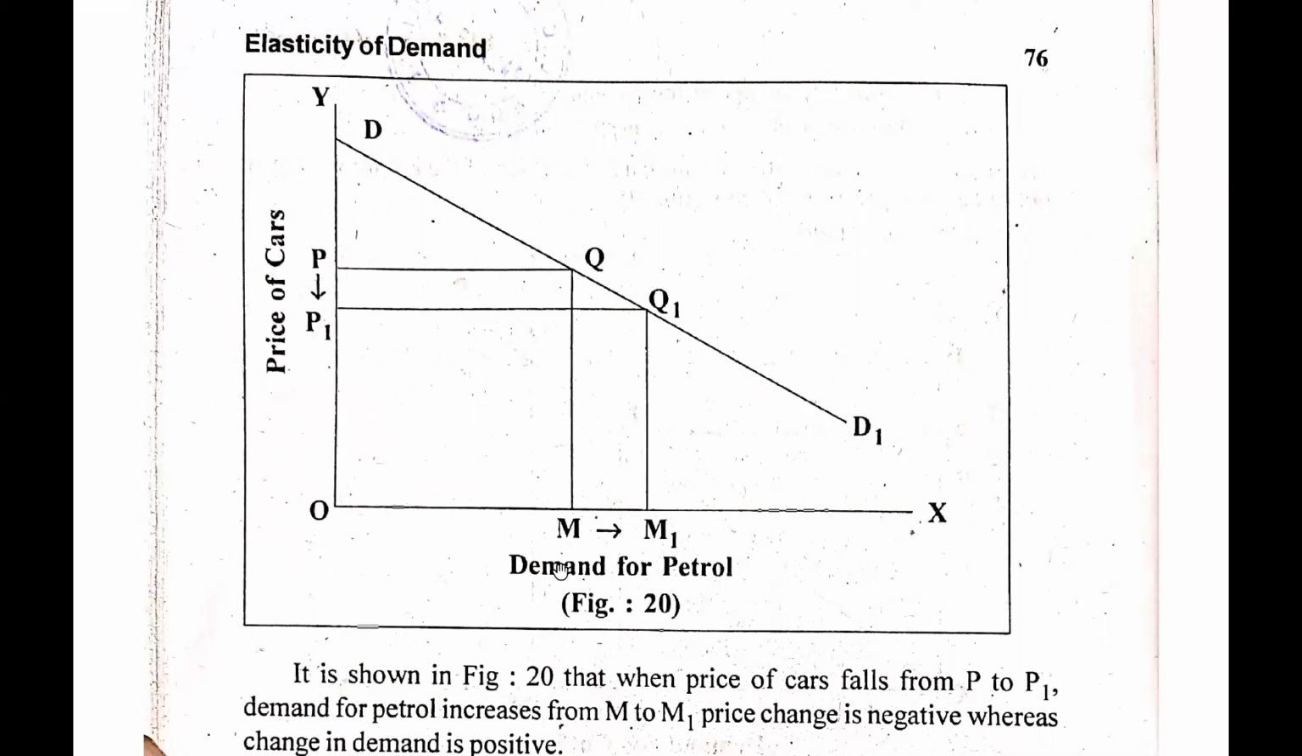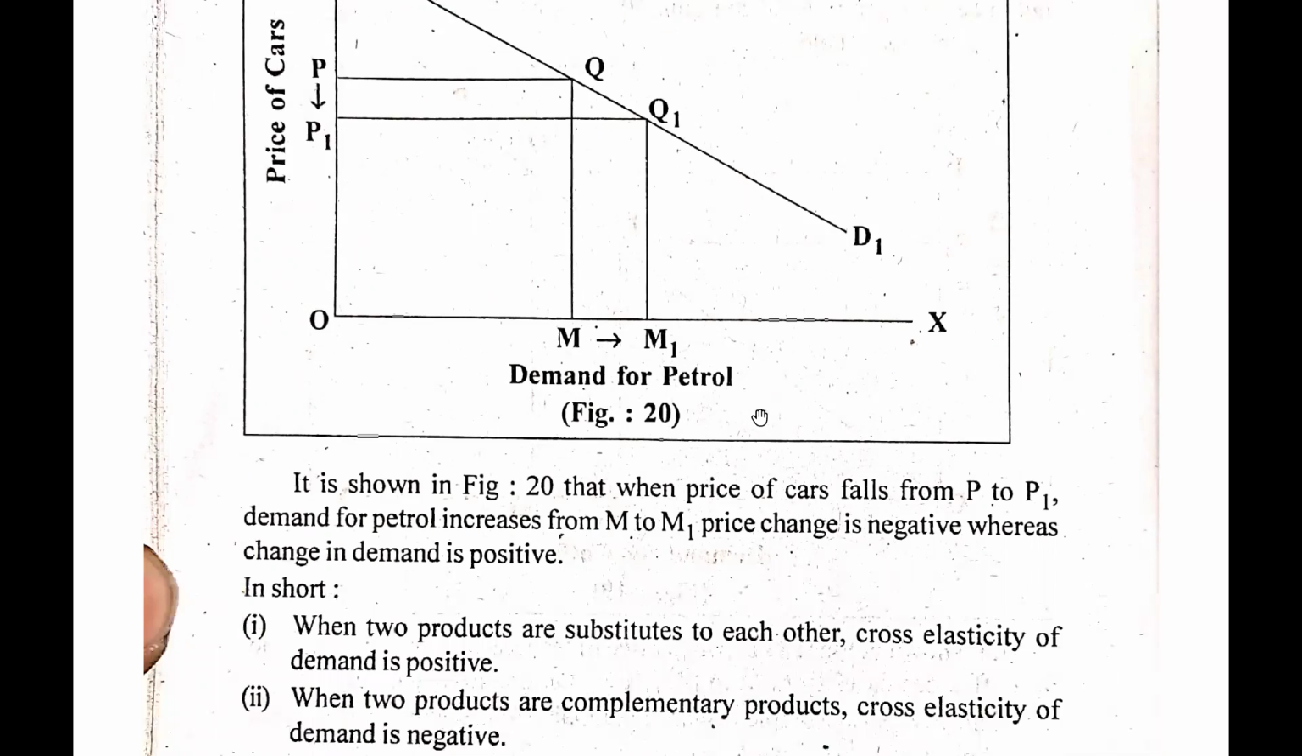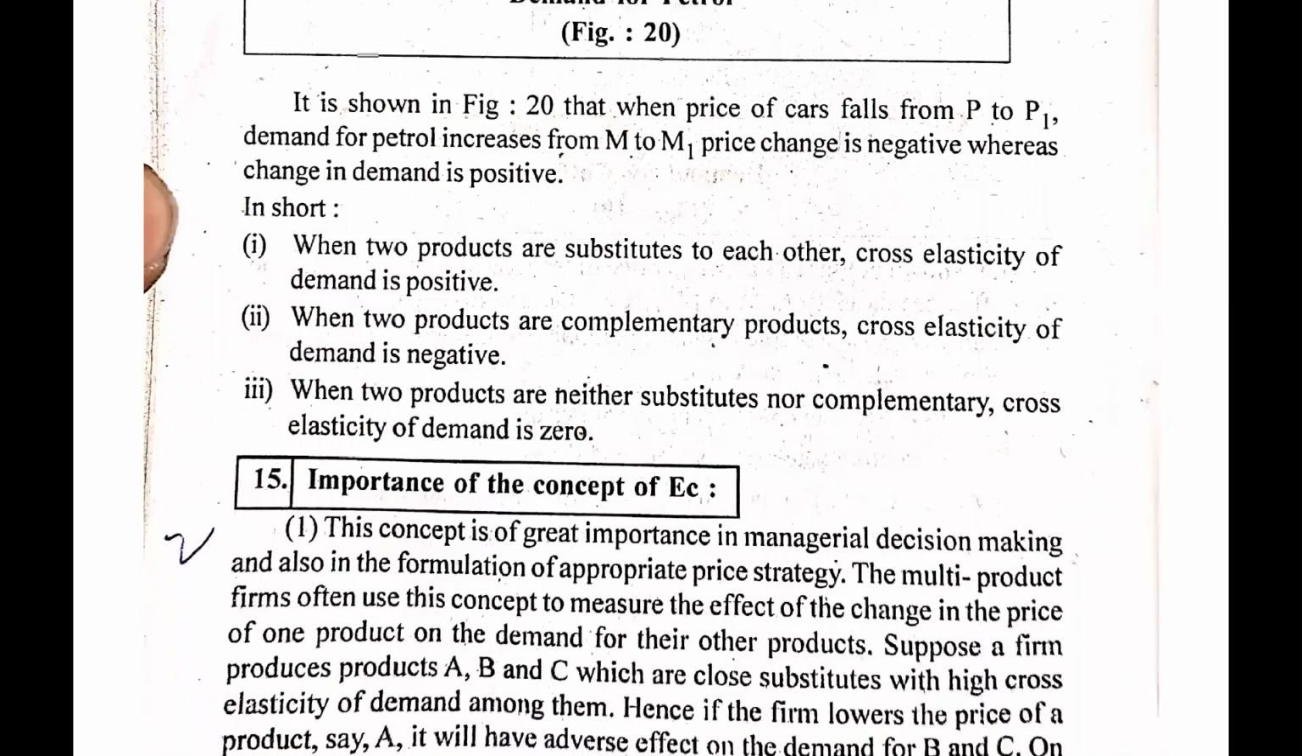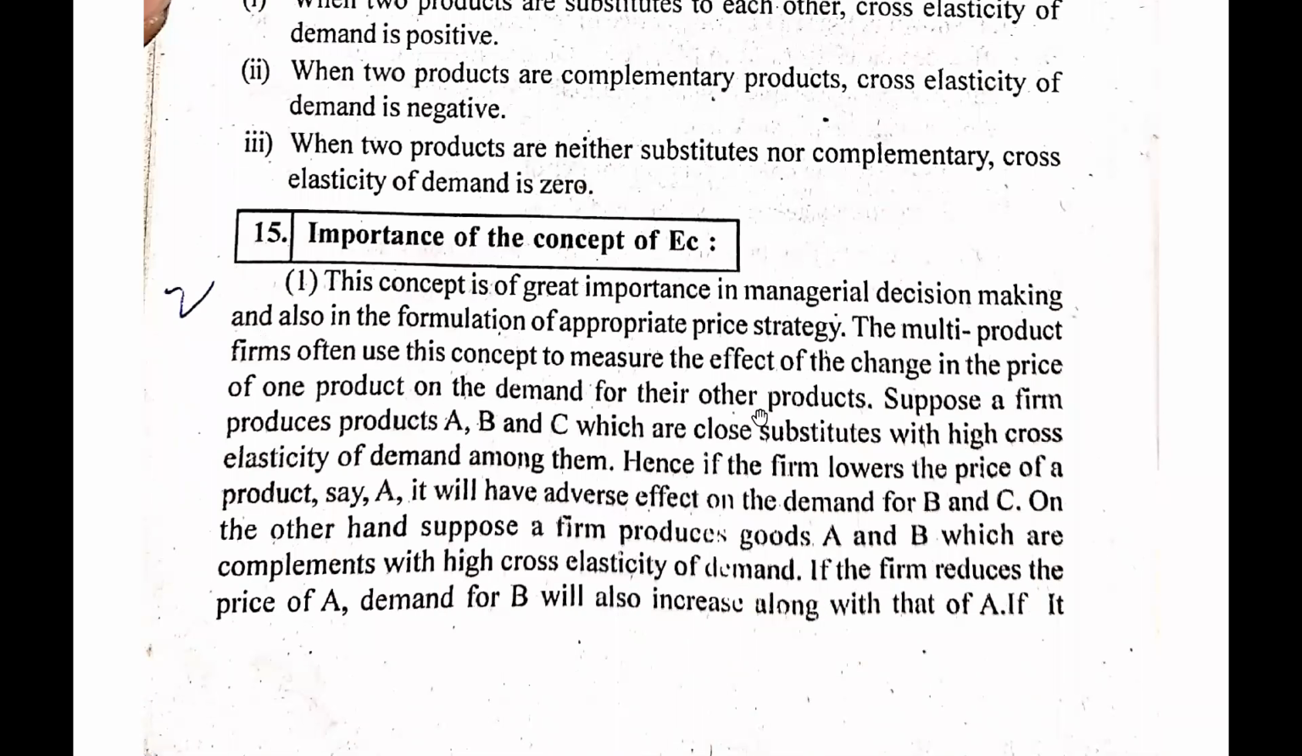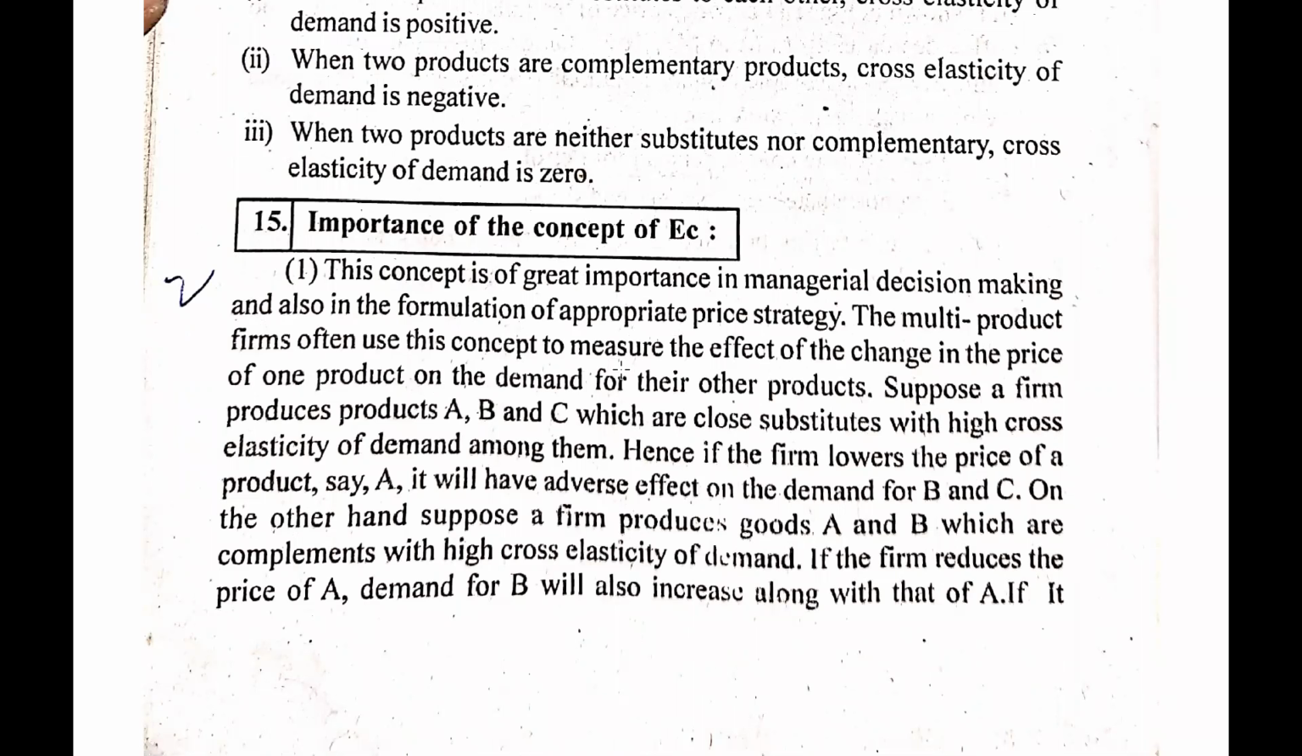On the x-axis we have demand for petrol, and on the y-axis we have price of cars. So guys, as the price of cars decreases, people will buy more cars, and so the demand for petrol will increase. So in this case, we get a negative cross elasticity of demand. And here we are given the importance of the concept of cross elasticity of demand. This concept is of great importance in managerial decision making, and also in formulating appropriate price strategies.